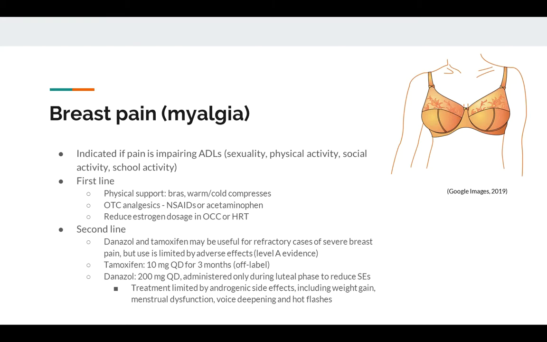There is treatment for breast pain. Primarily, you're going to use over-the-counter medications and supportive measures, so things like hot and cold and bras. You can also alter the estrogen dosage if the patient's using contraceptives or hormone replacement therapy. And then there are some second-line medications such as danazol or tamoxifen that reduce estrogen-related side effects.